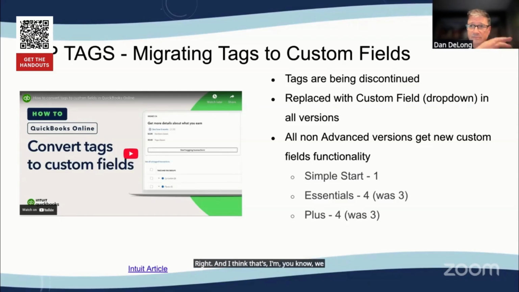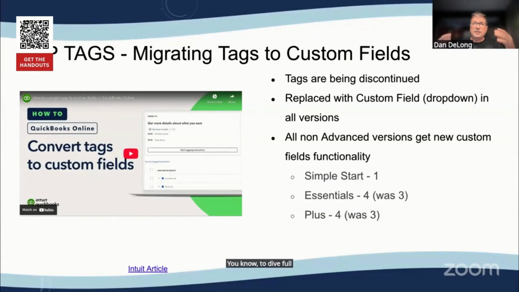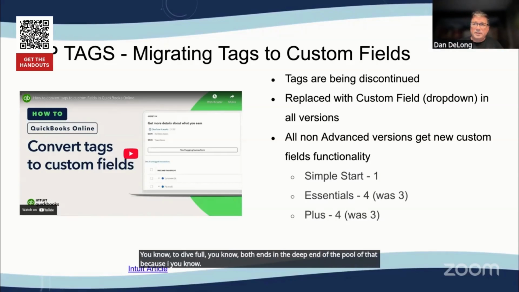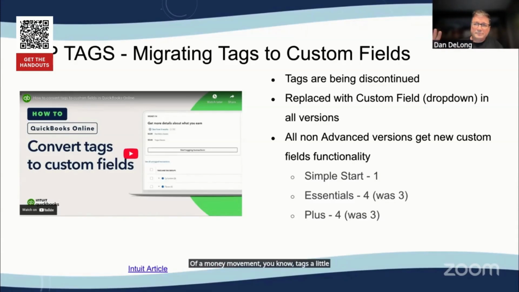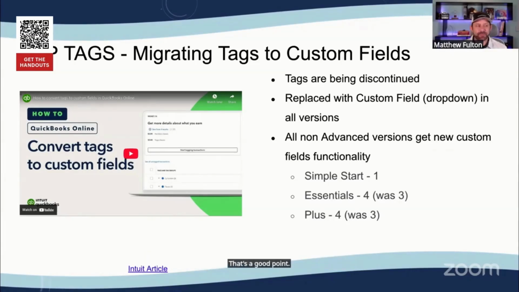We look at some of the new services like the QuickBooks bill pay service that was launched. I'm a little hesitant to dive into the deep end of the pool on that, because I don't want to be the guinea pig of this feature, especially when there's real money involved in a money movement. Tags are a little different. That's a feature. I'm not harming any relationships by not adopting that feature. That's a good point. It's a layer.